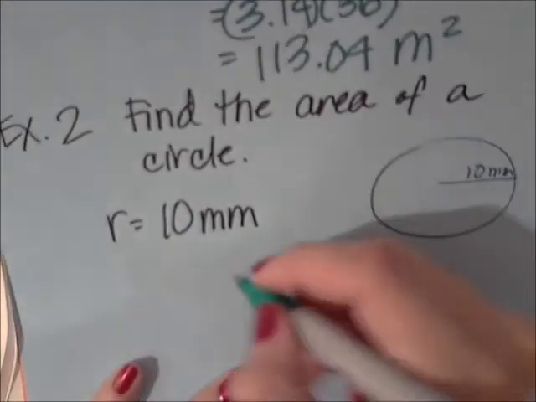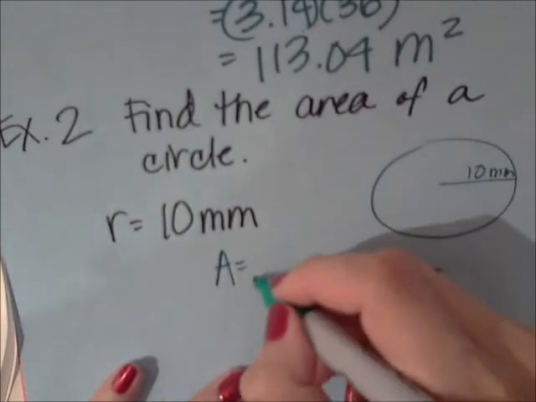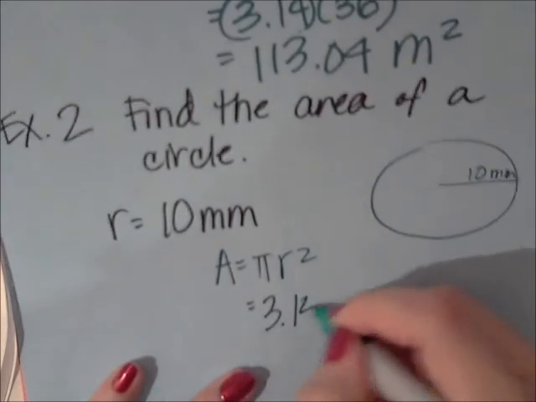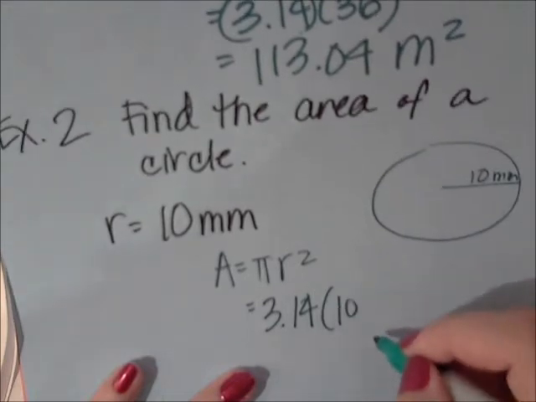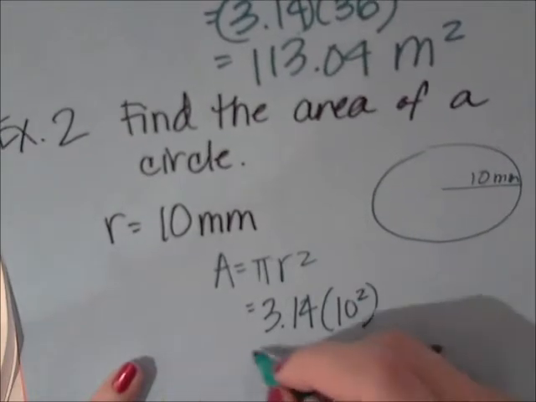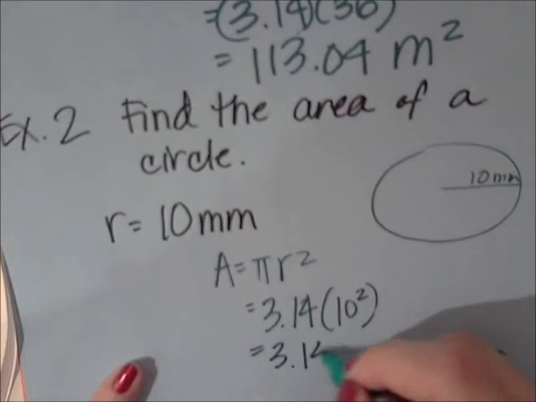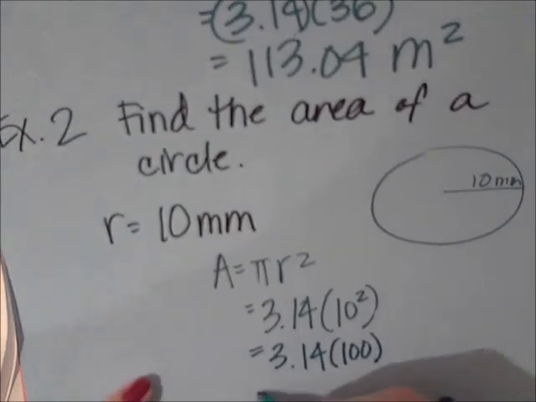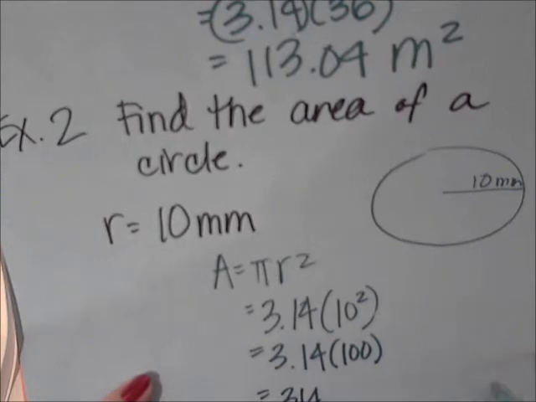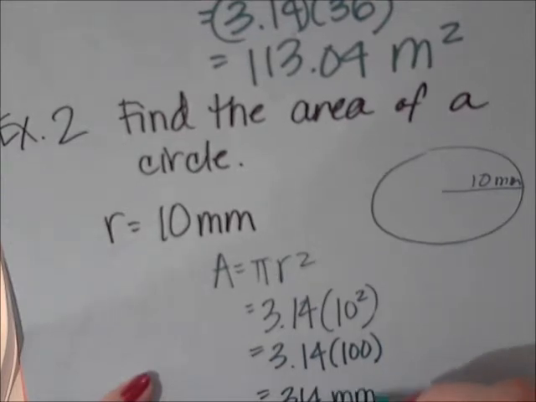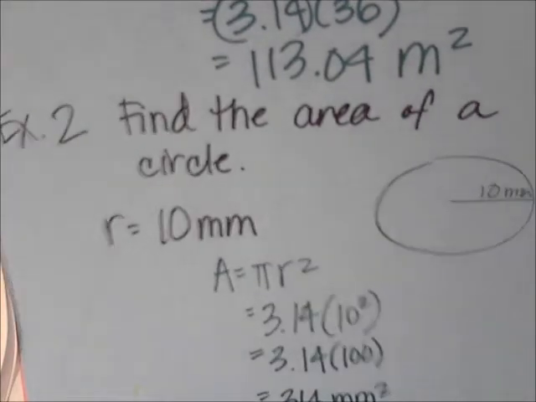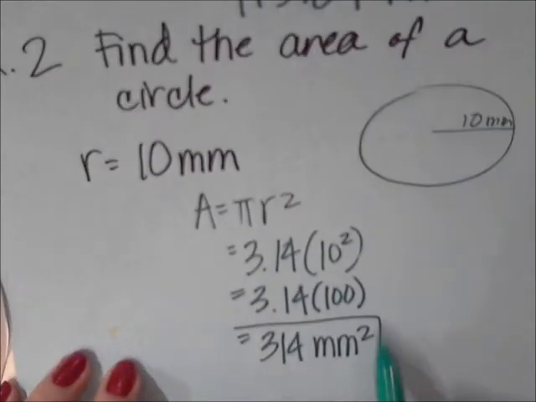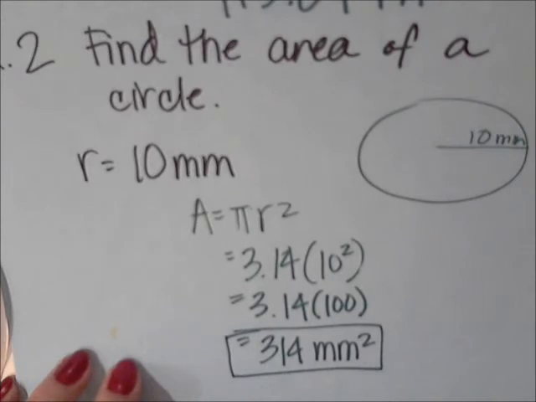And I'm going to write down the formula. Area equals pi r squared. Pi equaling 3.14, radius 10 squared. This one I'm going to love because I can do it all in my head. 10 times 10 is 100, and then 3.14 times 100 equals 314 millimeters squared. Oops, let me move that up for you. And that is my answer, my solution.